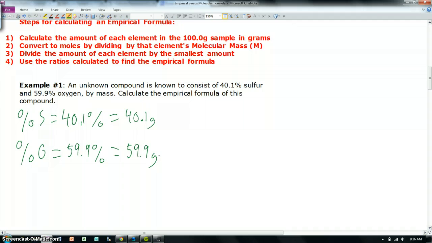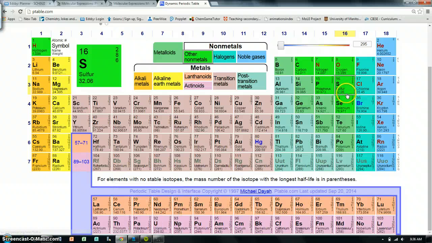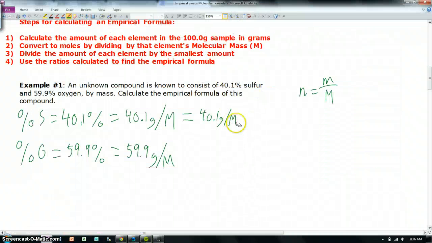Okay. So now all we need to do is find out the molecular mass of each of these elements, and then calculate the number of moles. So if you remember, we have this formula, n equals mass over molar mass. So we go to my periodic table, find sulfur has 32.06. So I can plug that in for M.